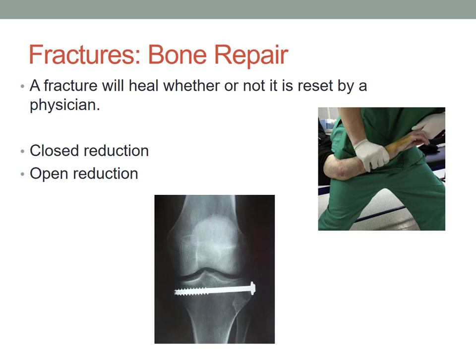So depending on the type of fracture and where it's at, you might have a closed reduction. You also might have to have an open reduction, which is a surgical procedure where either plates or screws or rods are placed into bones to reduce those fractures.